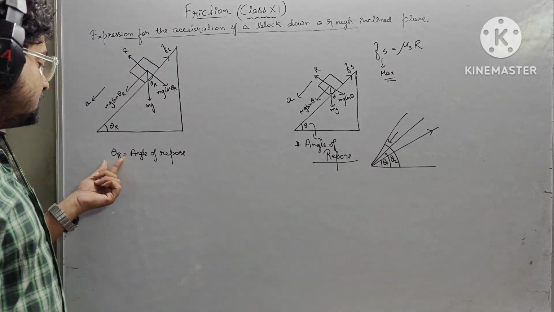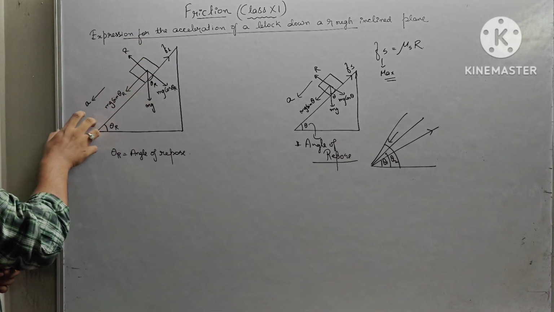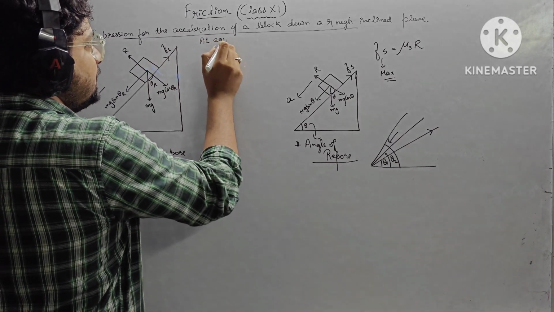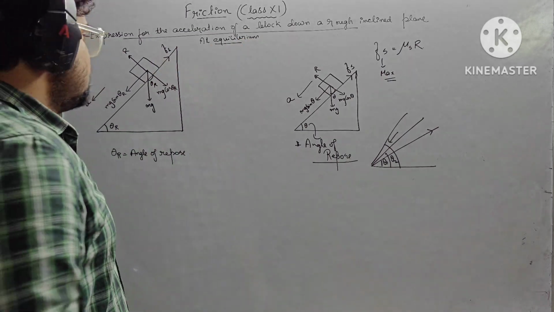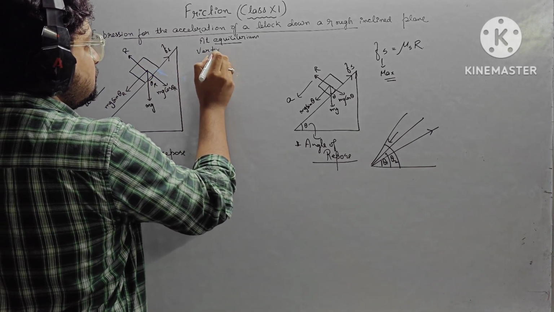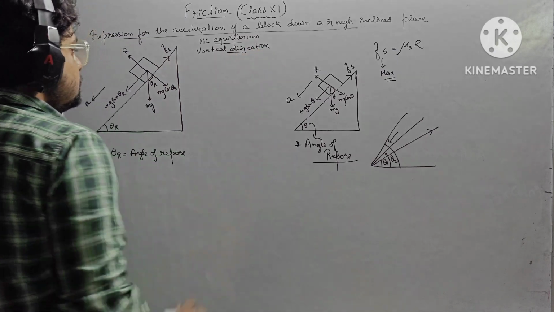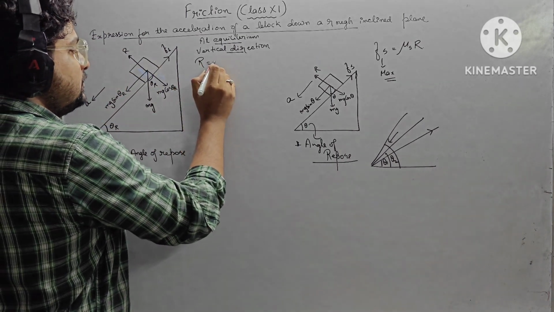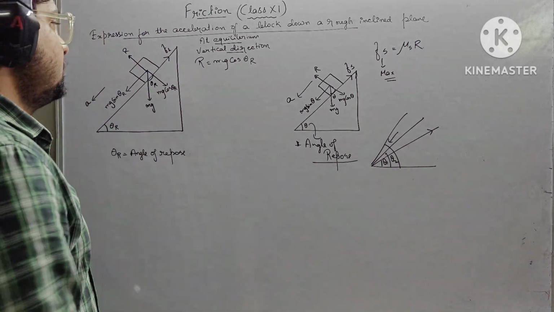Remember, this theta r is the angle of repose. The block is moving down with a constant acceleration. So what is going to happen at equilibrium? These are the vertical forces. In the vertical direction, R is going to balance mg cos theta. So in the direction perpendicular to the plane, R will balance mg cos theta. Now, along the plane.